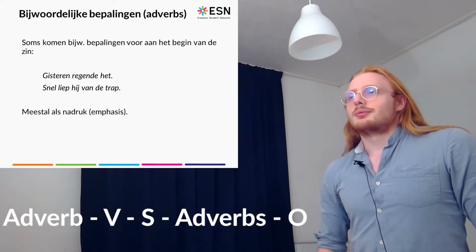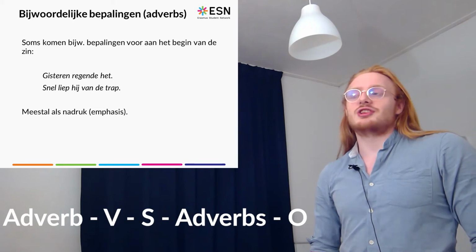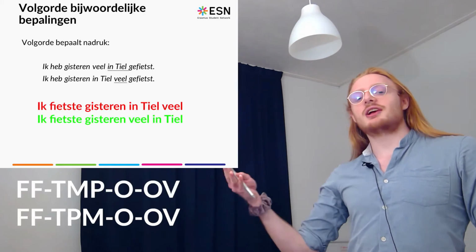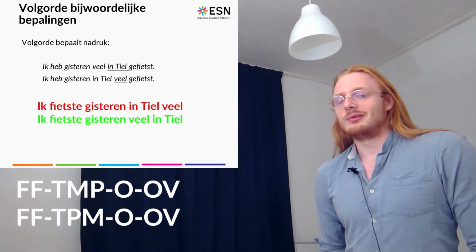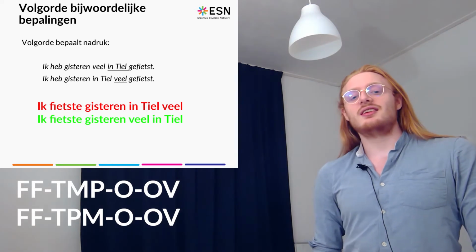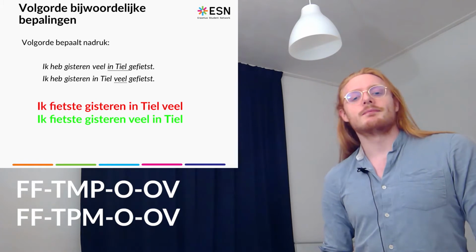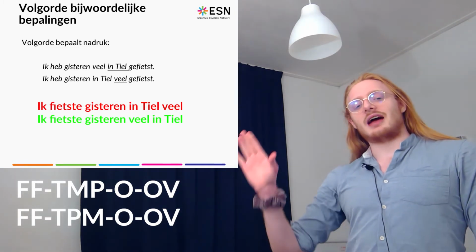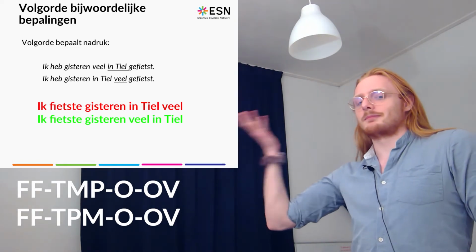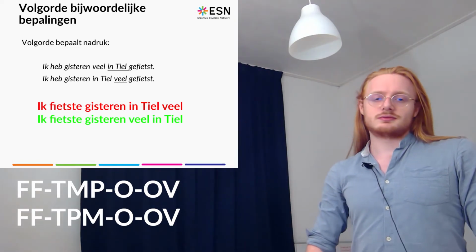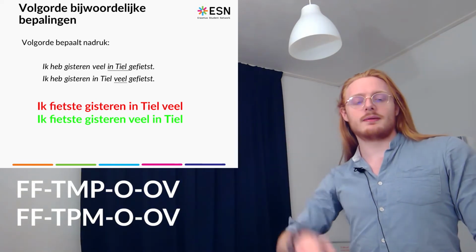The order of the adverbs can also change in the middle of the sentence. So here, ik heb gisteren veel in Tiel gefietst. Then the emphasis is on in Tiel. If you change it to, ik heb gisteren in Tiel veel gefietst, then the emphasis is on veel. It depends on how close it is to the relevant verb, here gefietst. You can change the order a bit.